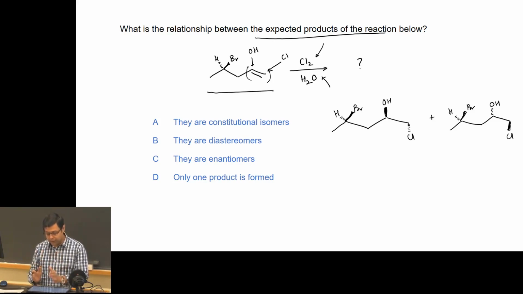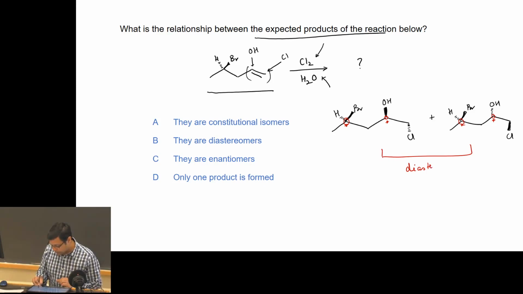So let's now look at what is the relationship between the two. If you take a look at both these products, you have two chiral centers in each of them. At this chiral center, in both the compounds, the configuration is the same. Br is up, hydrogen is the back. They differ at this chiral center. Right? So these two compounds at one chiral center have the same configuration, at the other they differ. So these two are stereomers.